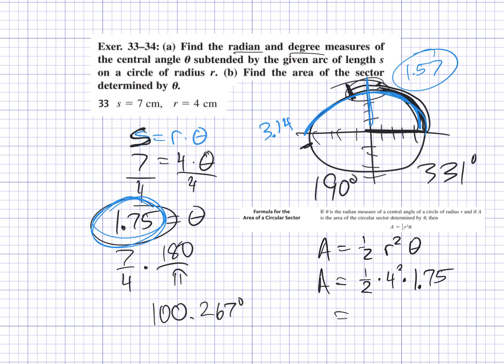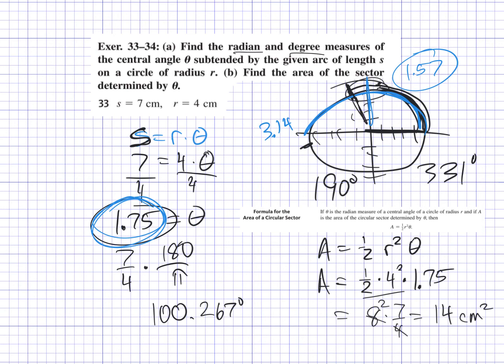Now, you really don't need a calculator for this one. 4 squared is 16. 16 divided by 2, which is what you have for times 1/2, is 8. 8 times 1.75, which is the 7/4, reduces to 14. If you put that in your calculator, it's fine. You should get 14. All right, so the area is 14 square centimeters.